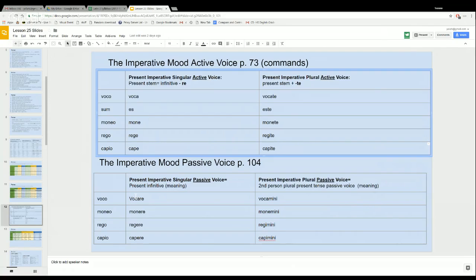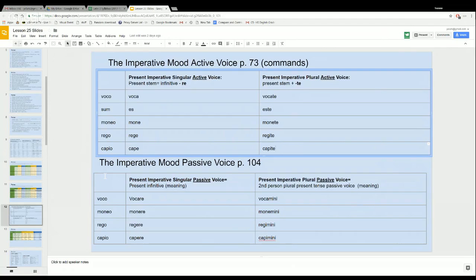Now here's a pop quiz question for you guys. Does anybody remember what the present active imperative singular is for facio? Remember, there was something weird about facio. Fac, yes, F-A-C. Okay, and what is the present active imperative singular for duco? Duc. Yes, exactly. So those are the two weird ones.